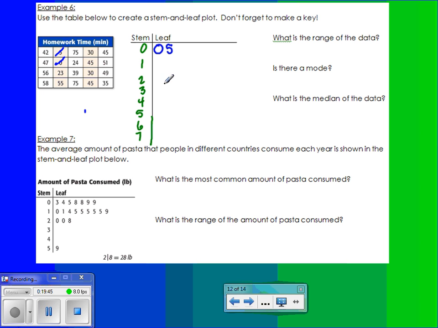Do we have any 20s? 24. That's it. 23. Which one's going to come first? 23, so we'll put a 3 and then a 4. Okay, cross those two out. How about 30s places? There's a 30, there's a 35.